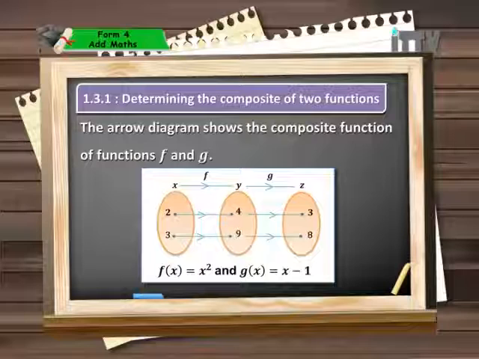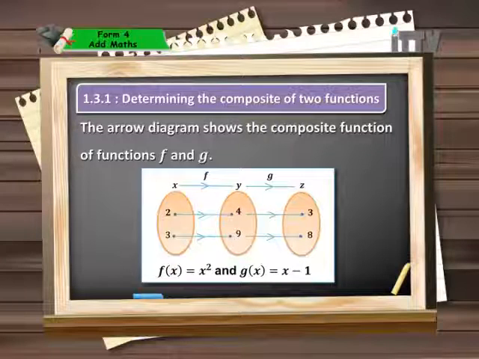And in this particular example, the diagram shows us that the function f changes the x value of 2 into the y value of 4, and the x value of 3 into the y value of 9. Hence, the function f(x) is equal to x squared. Secondly, the function g converts the y value of 4 into the z value of 3, and the y value of 9 into the z value of 8. What has happened? It appears that we have subtracted 1 from each y value, and hence the function g(x) is equal to x minus 1.